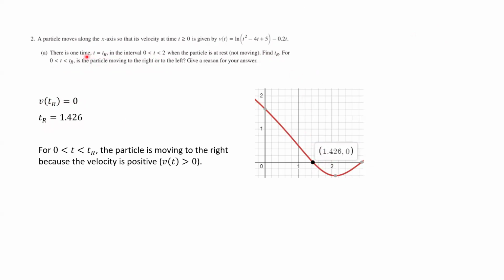Okay, so now the second part: is the particle moving to the right or to the left between 0 and t sub r? Well, the velocity is positive, so it's going to move forward. In this case, it's to the right.